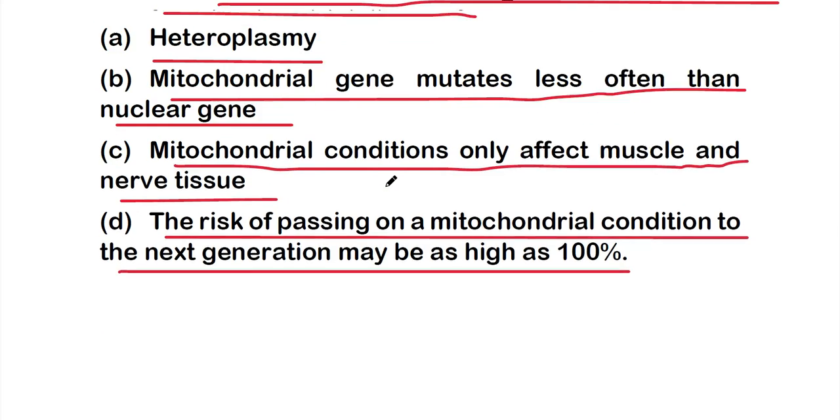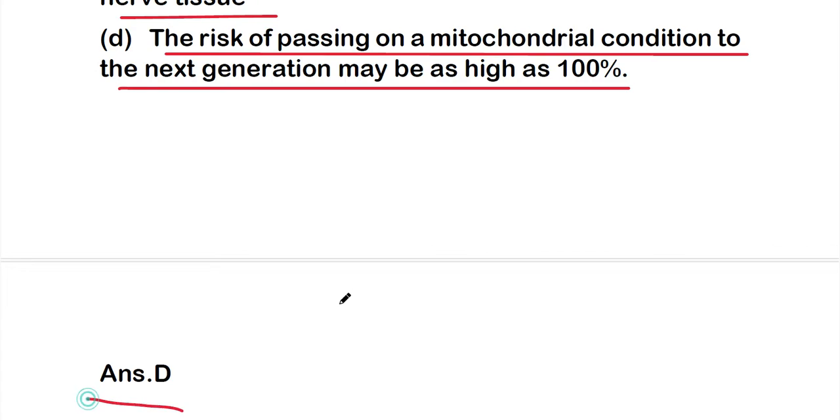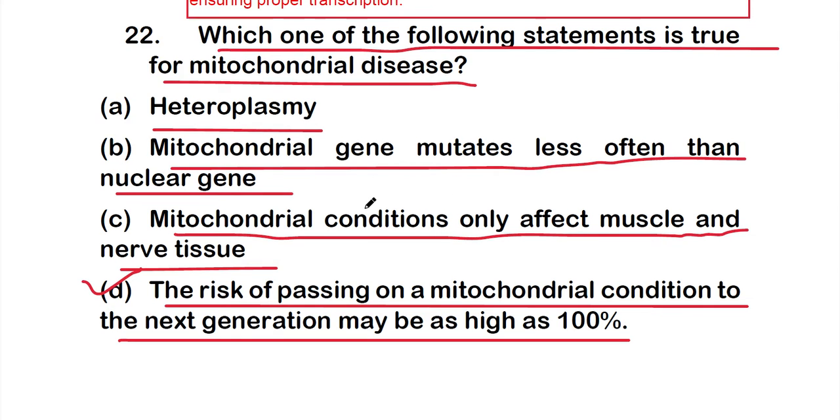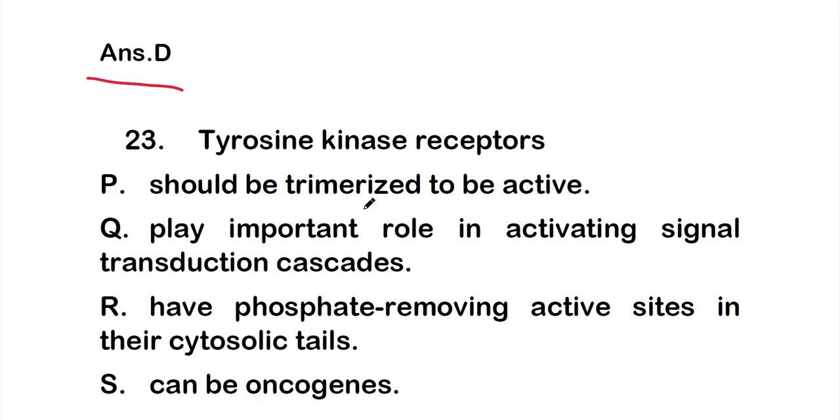The right answer is option D, that is, the risk of passing on a mitochondrial condition or mitochondrial disease to the next generation may be as high as 100%. So this is true about mitochondrial disease. So let's move on to question number 23.